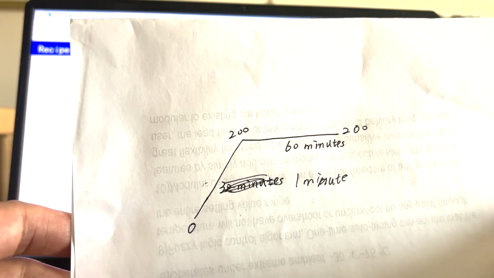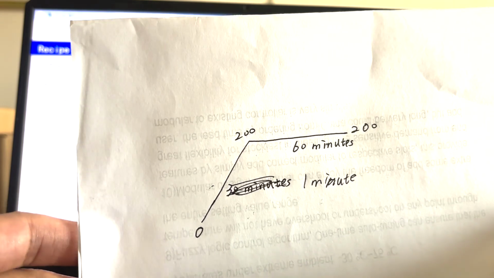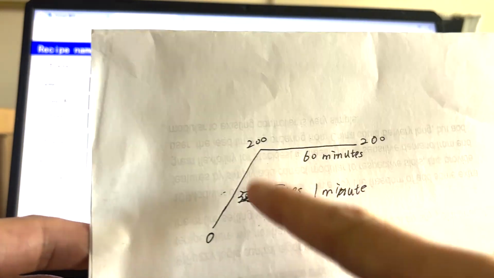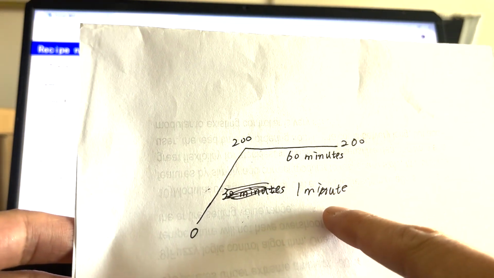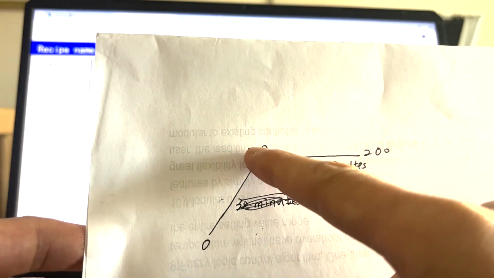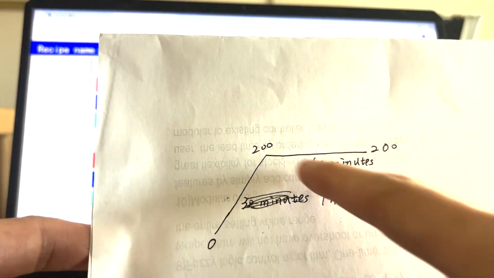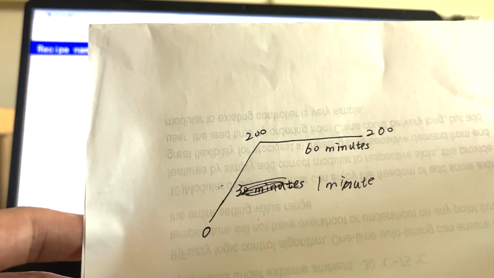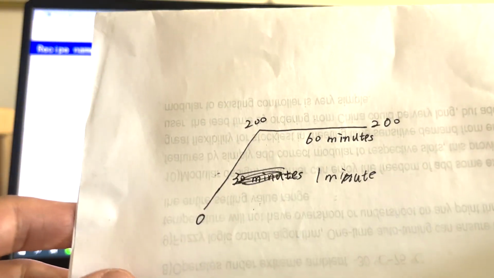If you look at the curve, I've drawn it on the paper from 0 to 200 within 1 minute. And after temperature reached 200, the temperature will be held at 200 for 60 minutes. This is the ideal situation.